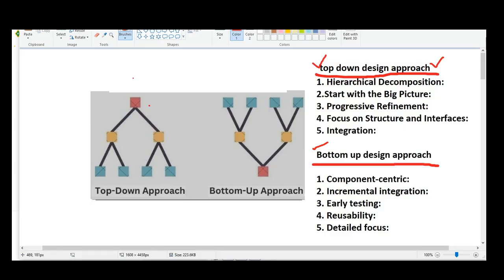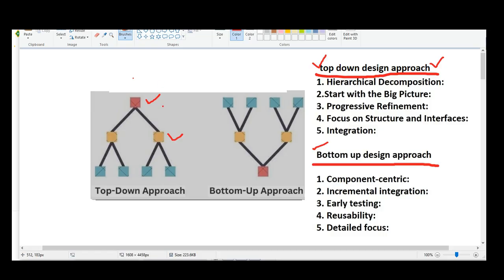In the top-down design approach, the main task will be divided into subprograms, and these subprograms are implemented and tested individually and integrated to form a system. So this is the use of the top-down design approach.